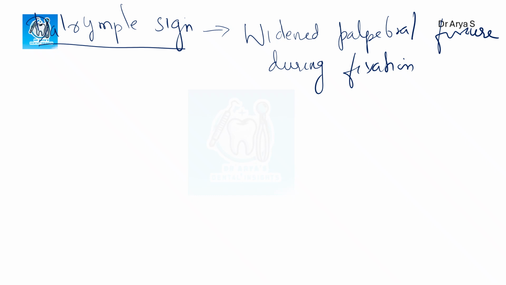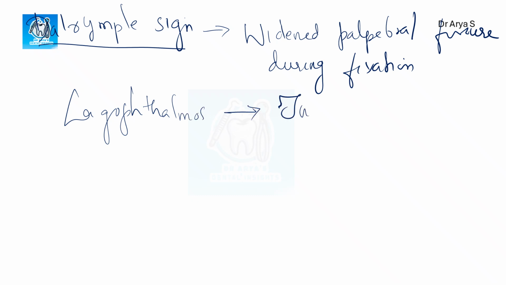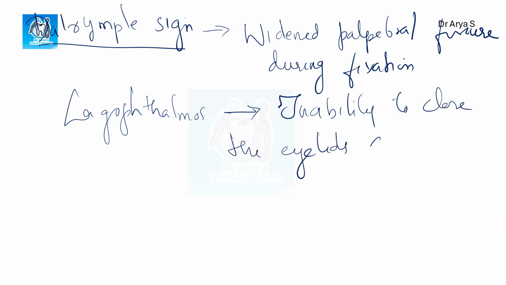Then coming to lag ophthalmos. What is lag ophthalmos? It is the inability to close the eyelids completely. So this is lag ophthalmos. So these are the various signs.